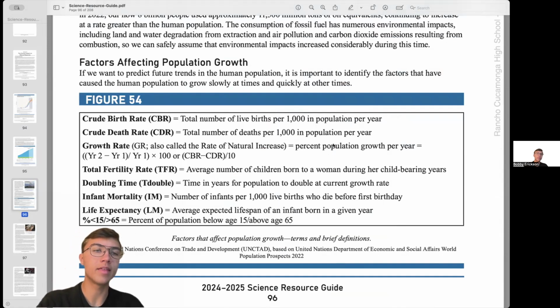And so then we have infant mortality, which is the number of infants per 1,000 live births who die before their first birthday, which is probably one of the saddest ones to look at. And then we have life expectancy, which is the average lifespan of an infant born in a given year. So how long are people going to be living on average? And then we have percent under 15 and greater than 65. So we're looking at what percentage of the population is below the age of 15 and above the age of 65. So that's why it's a less than and a greater than symbol.